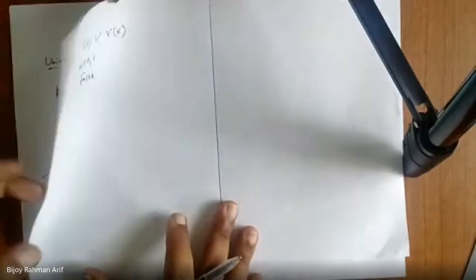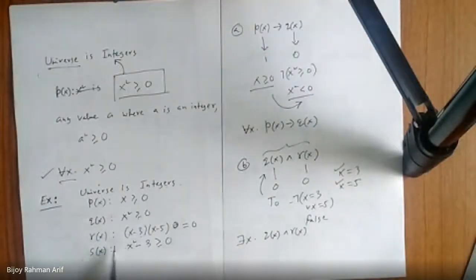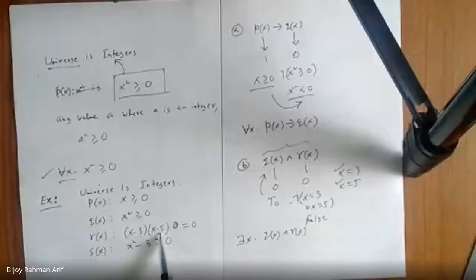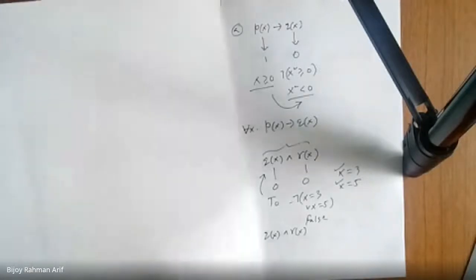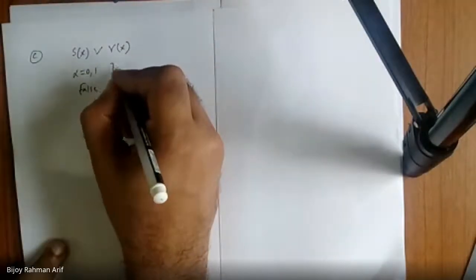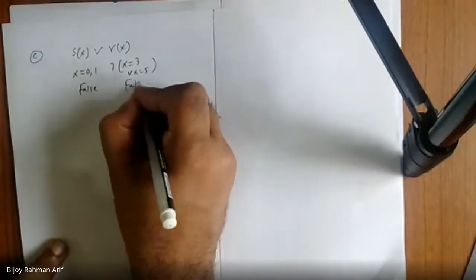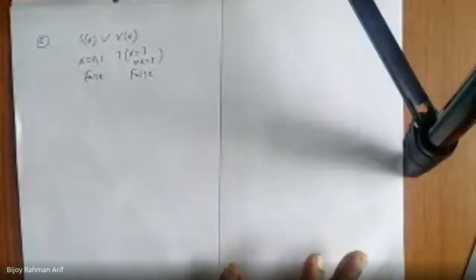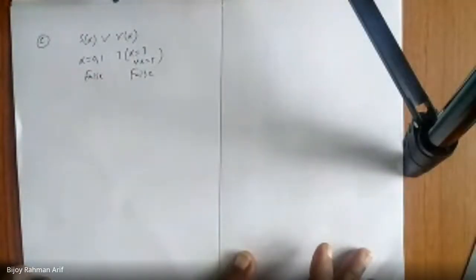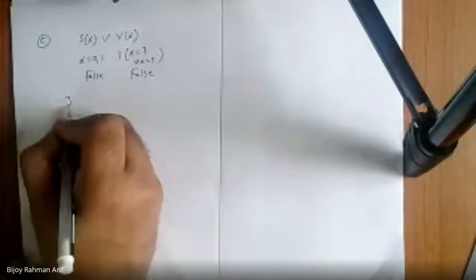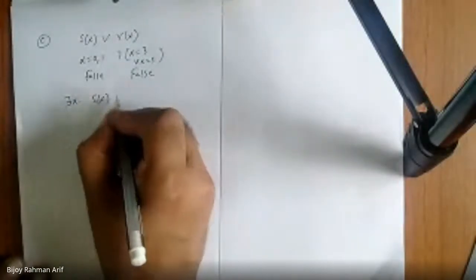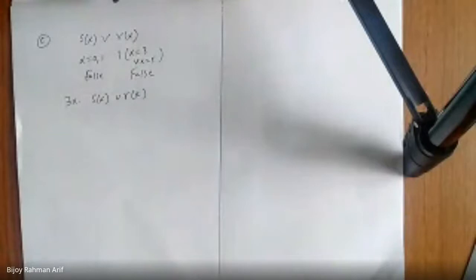How about this, Rx? Rx is true for x equal to 3 or x equal to 5, and for other values it is false. So definitely, what would be the quantifier? What would be the quantifier? Sum. Sum. Okay, guys. So we are getting pretty clear.